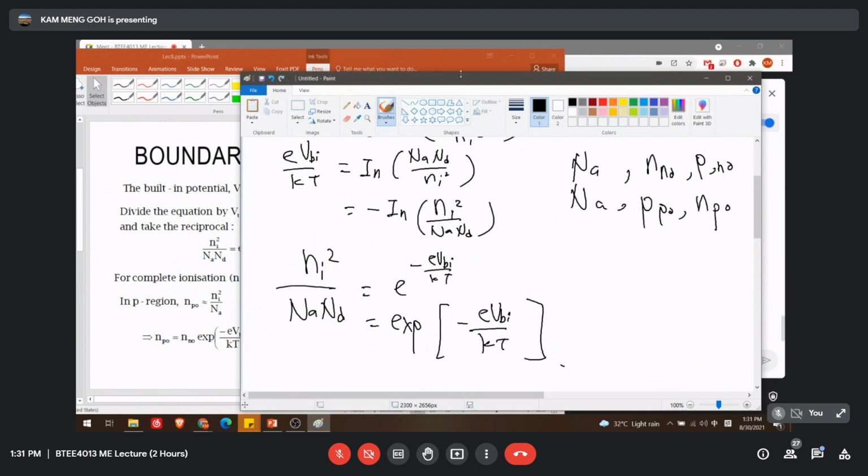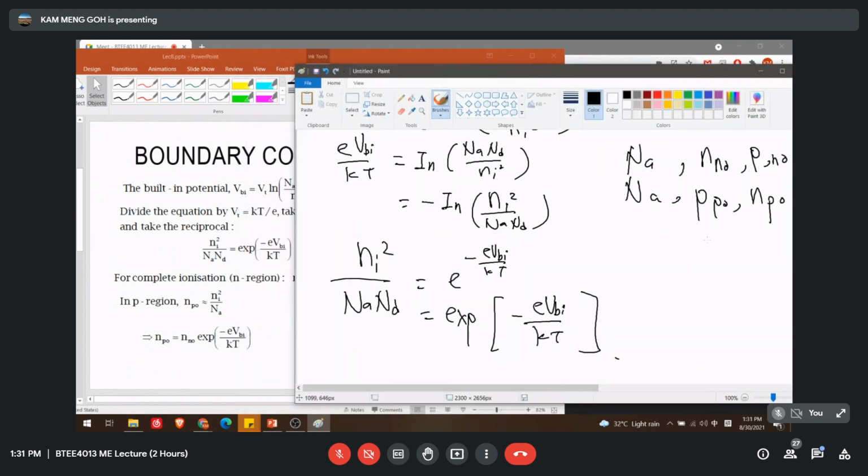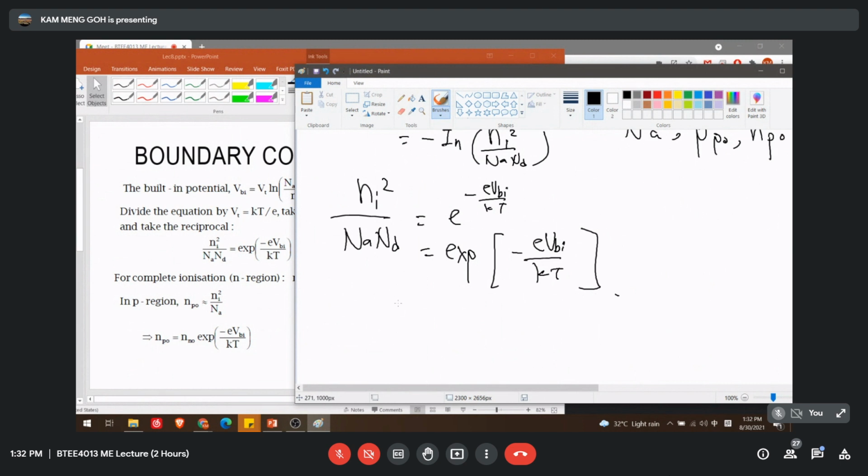Okay, so imagine that if we want to use the majority to find the minority of the opposite side, what are we going to do? I repeat again. If we want to use the majority in the N region to calculate the minority in the P region, what are we going to do? So here's the thing. At first, we write this formula in this way: NA ND exponential negative e VBI over kT.